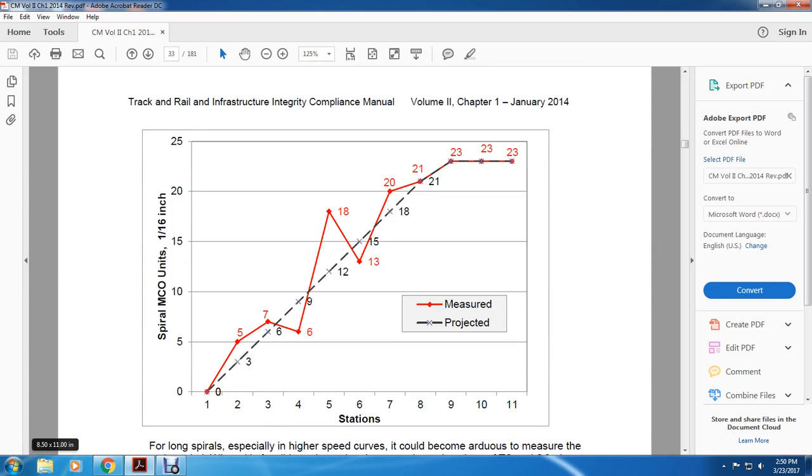Here is the station chart with the spiral mid-chord offset in units of 1/16 of an inch versus the stations, starting at 0 to 25 mid-chord offset units, showing the climbing measured and projected values at stations 1 through 11.